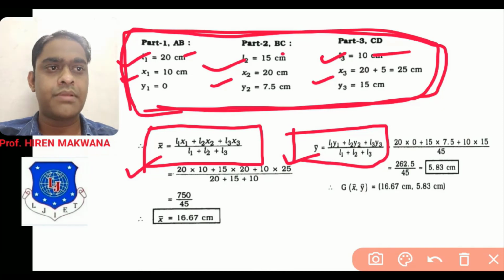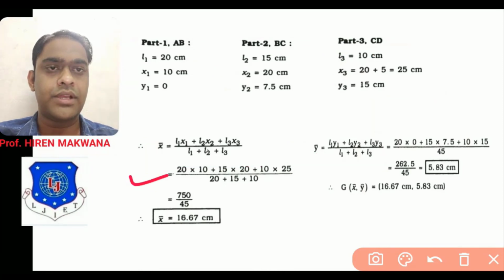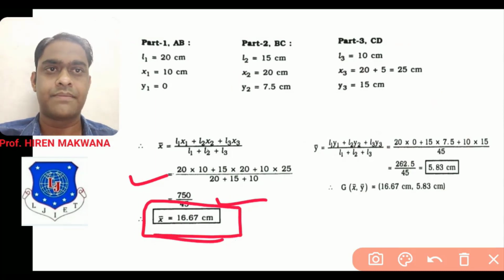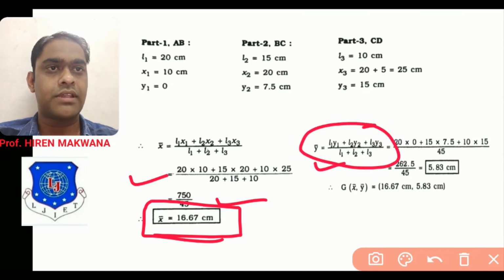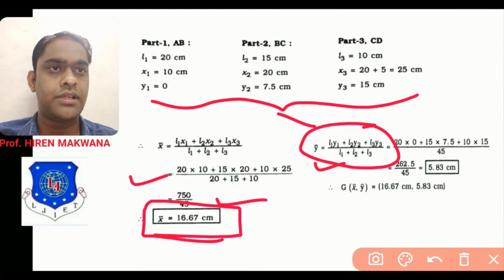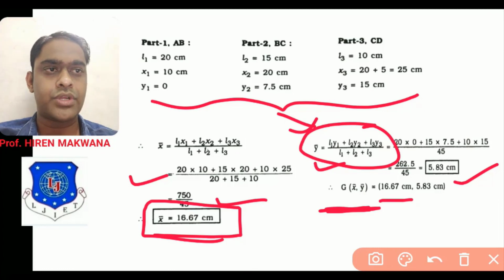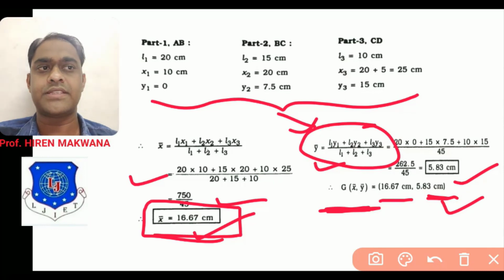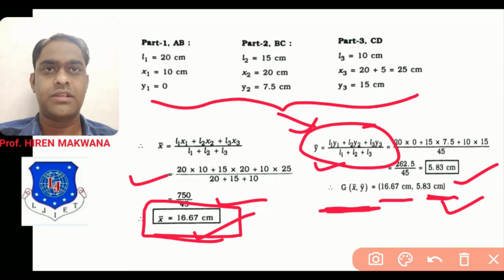So just by replacing all the values, you will calculate in your calculator and you will get x bar equal to 16.67 centimeter. Similarly, in the case of y bar, all these values can be replaced from this box into this formula, and by simplification you will get 5.83 centimeter. So these are the coordinates of final CG, x bar y bar equal to horizontally 16.67 centimeter and vertically 5.83 centimeter. So this is the method to calculate the CG of the composite wire.